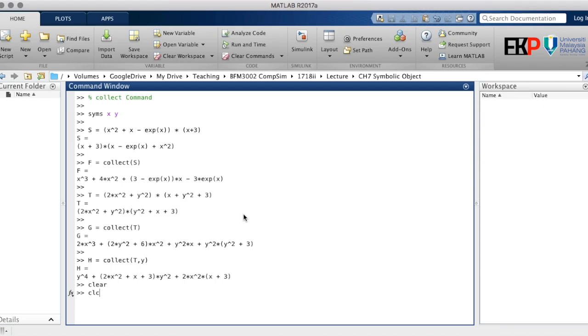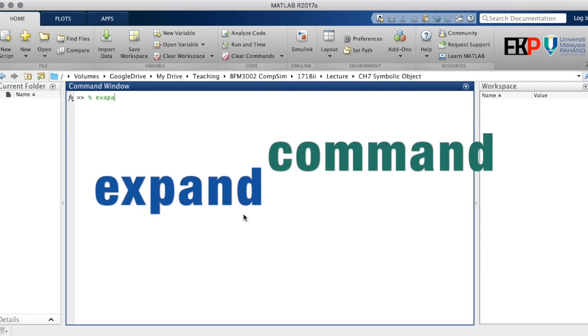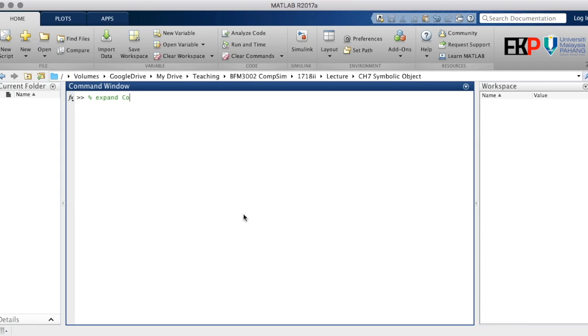Let's look at another command. Now we have the expand command. Okay, now we define our symbolic objects, for example a, x and y, and we define our symbolic expression x plus 5 times x minus a times x plus 4, for example. So MATLAB will rewrite our expression here to become minus a minus x times x plus 4 times x plus 5.